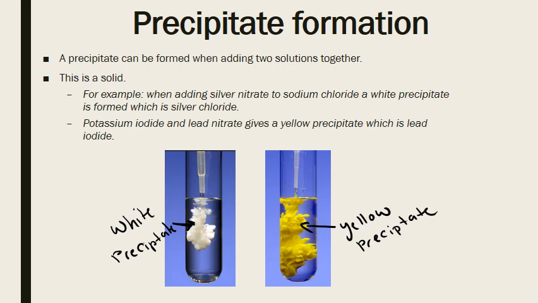So an example of this is when you add silver nitrate to sodium chloride, a white precipitate is formed, which is silver chloride. And when you add potassium iodide with lead nitrate, this gives a yellow precipitate, which is lead iodide.